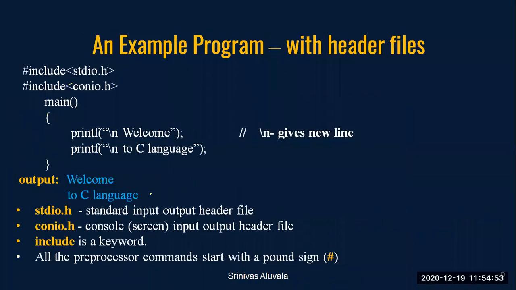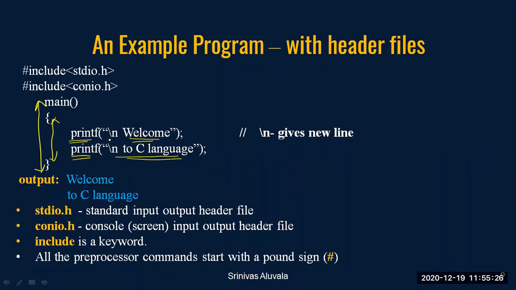And moving ahead, here is an example for you, a C program with header files. What the header files are, I'm going to tell you right now. In the previous program, I started only from main. This is the main function, the entire main function, and from here to here it is the body of the function. Within the body of the function, I have written two printf functions. One printf is taking welcome, and the other printf is saying welcome to C language.